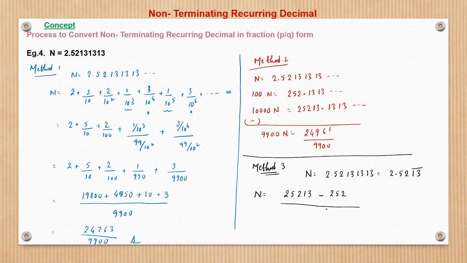Now denominator will have the combination of 9 and zeros. The number of nines will be same as the number of digits under bar. So here we have two digits under bar, so two nines. And number of zeros will be same as the number of digits which are non-repeating after decimal. So after decimal we have two digits 5 and 2 which are non-repeating, so hence we will have two zeros. So here we can write 3 minus 2 is 1, 11 minus 5 is 6, and then 11 minus 2 is 9, 24961 upon 9900. So this is same as what we had got here.